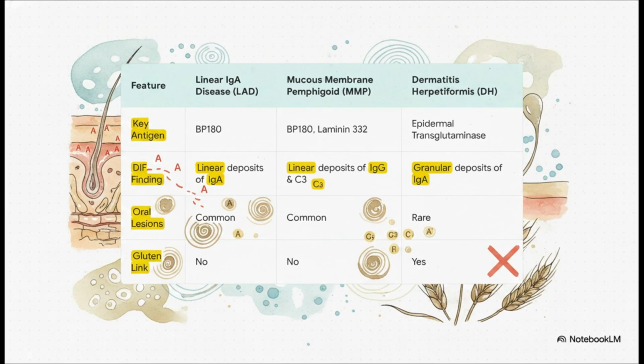Then you've got dermatitis herpetiformis. Yeah, it also involves IgA, but the pattern is granular, kind of spotty, not linear. And of course, there's that solid link to gluten. Honestly, this slide is the perfect cheat sheet for telling these apart.